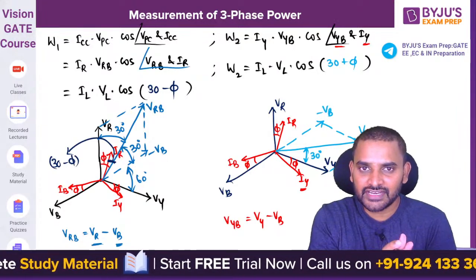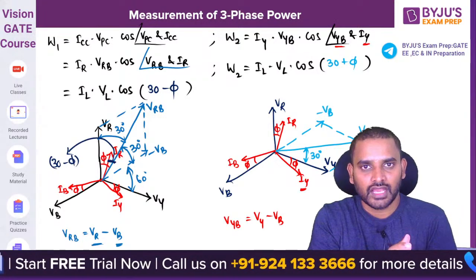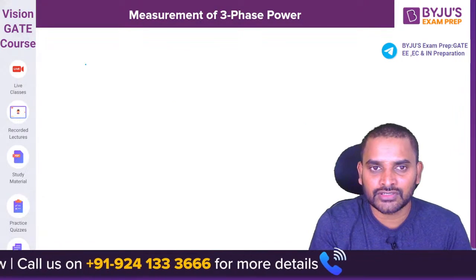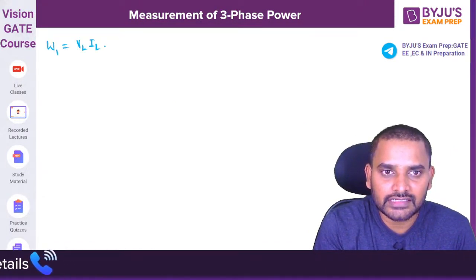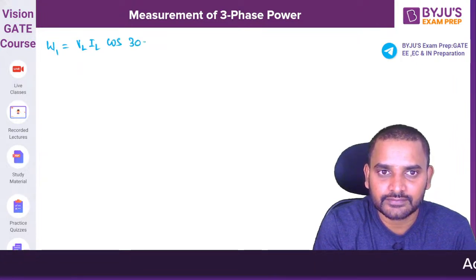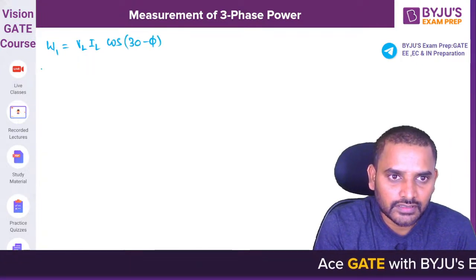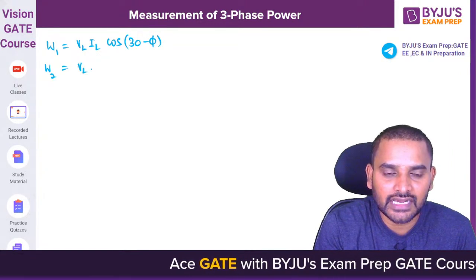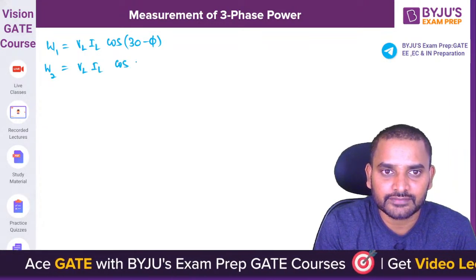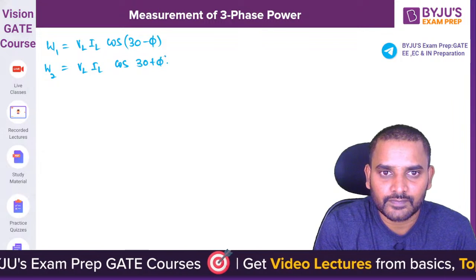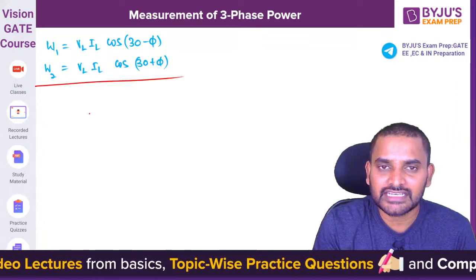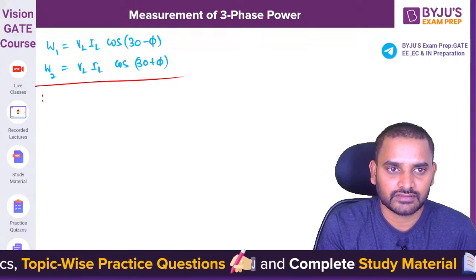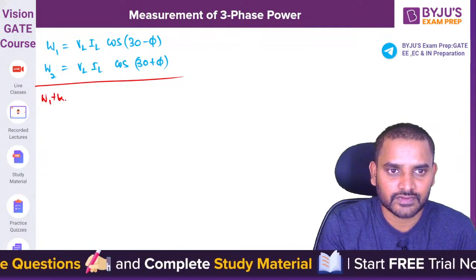Okay. So is it clear for everyone? Now as we got W1 reading and W2 reading, W1 is VL IL cos of 30 minus 5, and W2 reading is VL IL cos 30 plus 5. What I can do is let us add and subtract. Let us add it once.